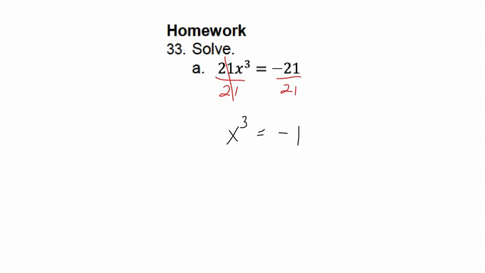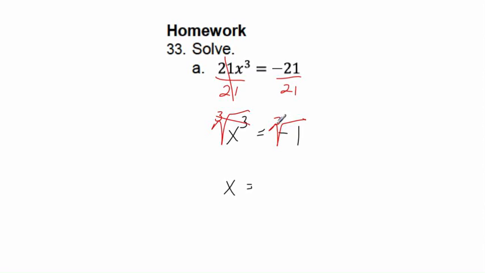So now we have a cube. So to get rid of the cube, we do the cubed root. Make sure you put that 3 there so it's not a square root. Cubed root on that side. The cubed root and cube cancel. And x equals, remember, we can have a negative on the inside of a cubed root. You just can't have it on a square root where it would be no solution.